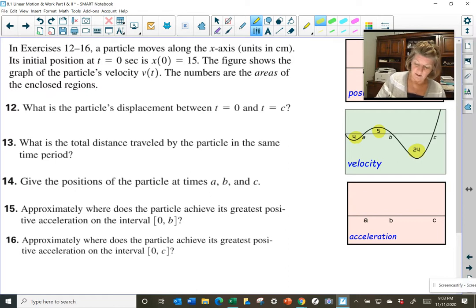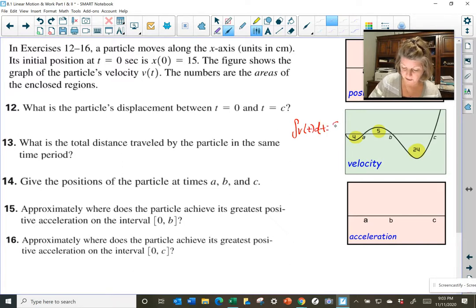So this is the velocity function shown. If I were to integrate velocity, I can remember that that's going to get me position, isn't it? And that'll tell me how far it travels. So the integral under the curve is representative of the area. And we get into area a little bit more in 8.2 as well. What's the particle's displacement between time 0 and time c being right there?